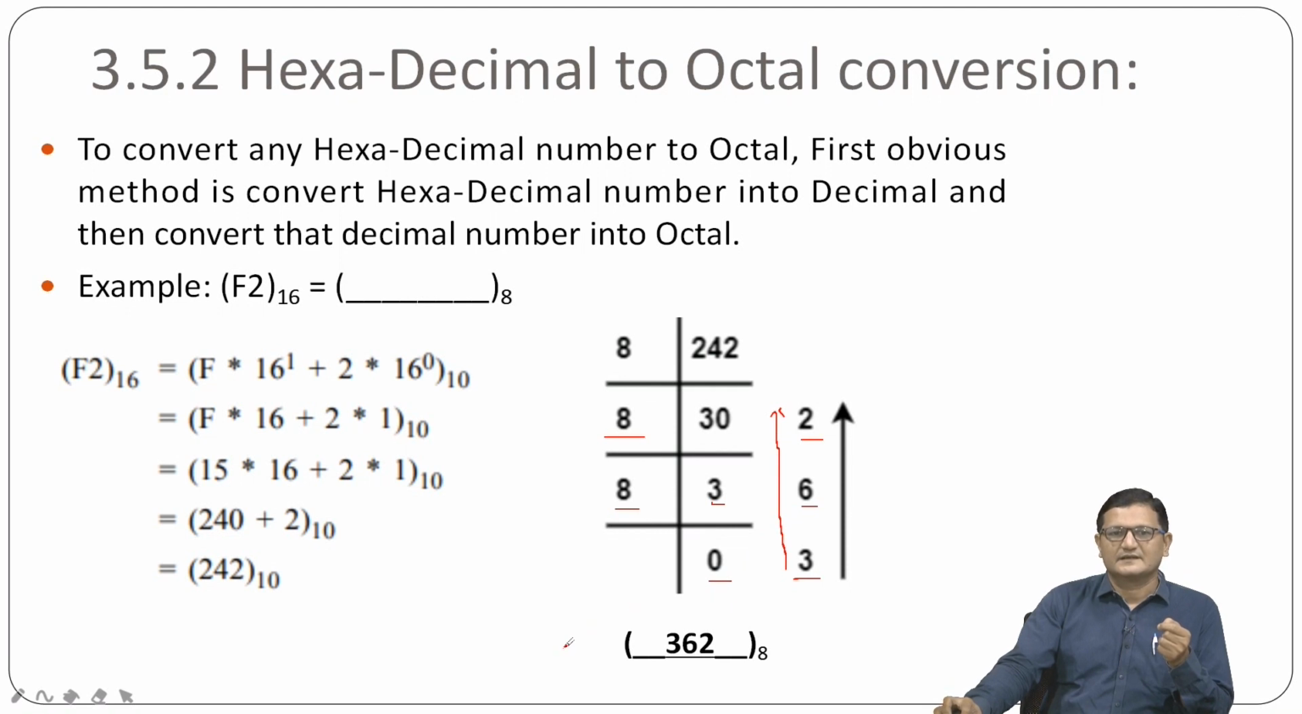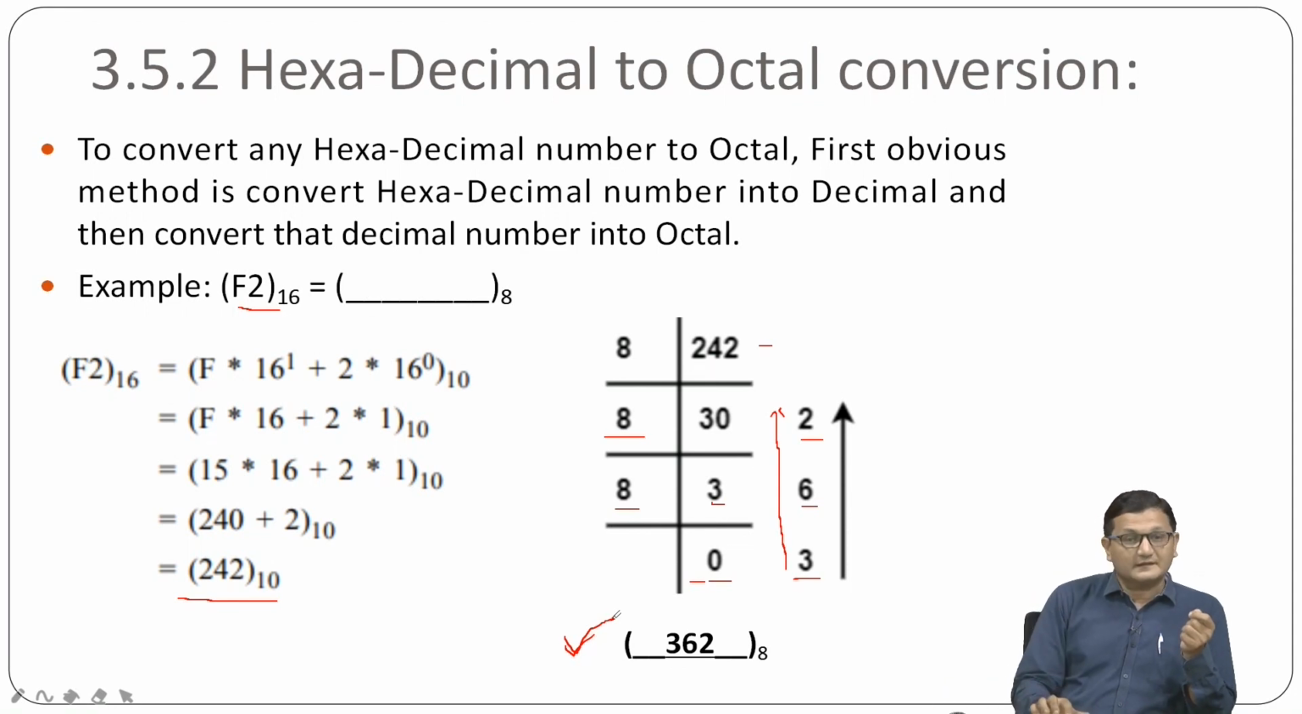So here, suppose the number F2 is given to you. First, you can convert it into decimal form, and then you divide that decimal number by 8 every time until you get 0, and then you write down all the remainders. So you will get 362 octal. So the answer is what? 362. The hexadecimal number F2 is equivalent to the octal number 362, right.